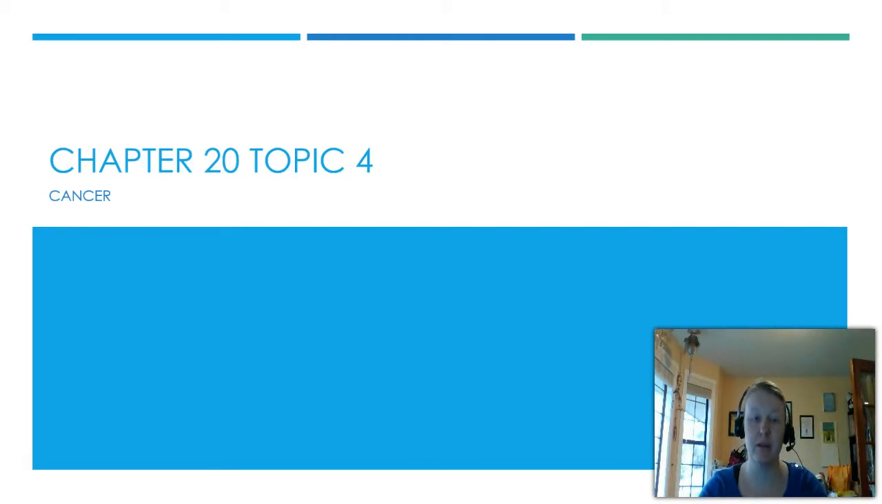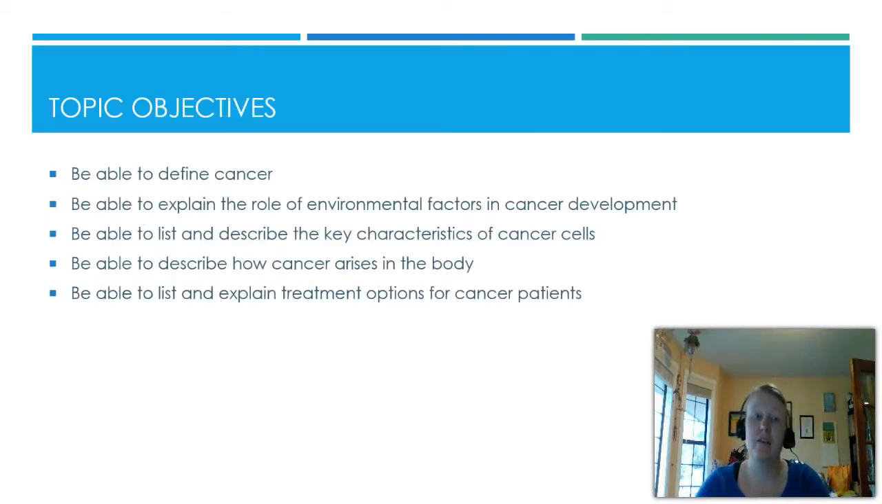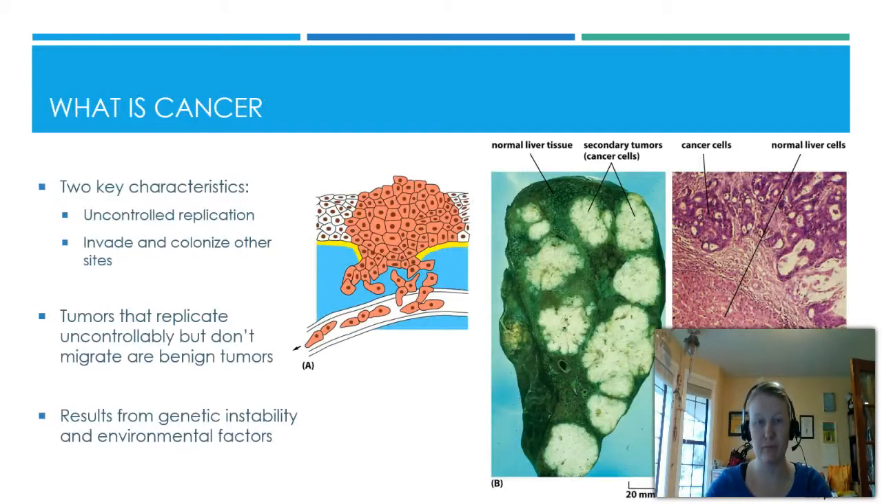This is going to be a really quick topic chat here, but we're going to talk about cancer. So here's our topic outline. We're going to talk about what is cancer, how we identify preventable cancers, the development of it really quickly, and the future of cancer treatments. As always, here are your topic objectives. Please let me know if you have any questions about these before our next exam.